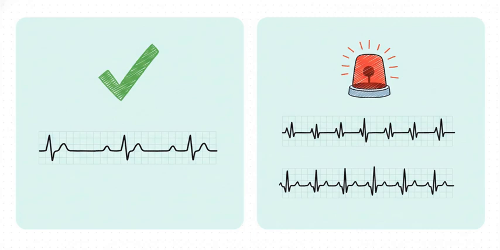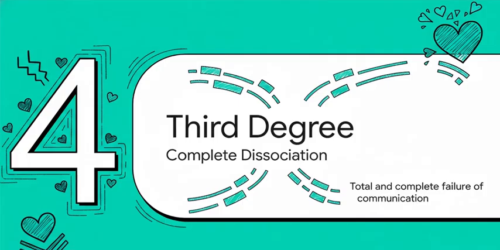For Mobitz II, the PR interval is fixed, and that drop comes out of nowhere. One is usually okay, the other is very dangerous. Okay, deep breath. We've arrived at the big one, the most serious block of them all. Third degree, also known as complete heart block.